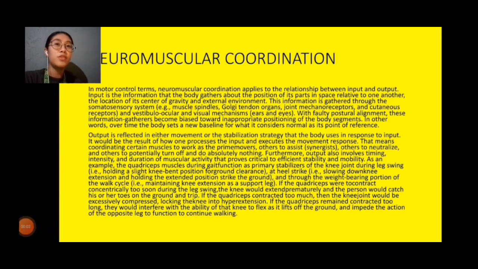Next is neuromuscular coordination. In motor control terms, neuromuscular coordination applies to the relationship between input and output. So input is the information that the body gathers about the position of its parts in space relative to one another, the location of its center of gravity, and the external environment. This information is gathered through the somatosensory system. Examples are muscle spindles, Golgi tendon organs, joint mechanoreceptors, and cutaneous receptors.